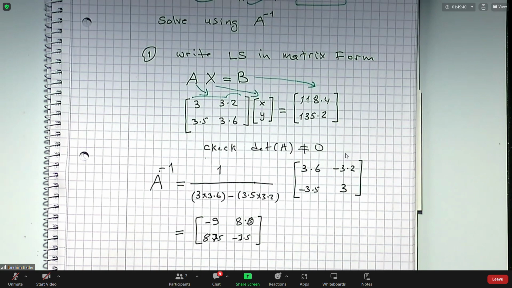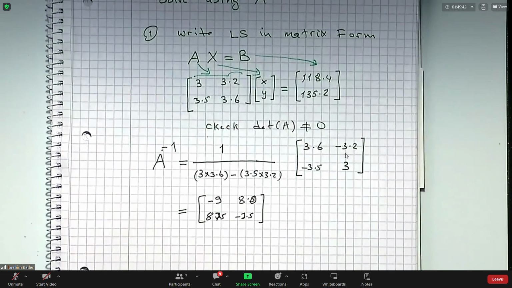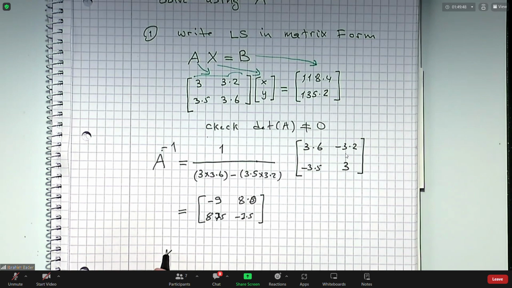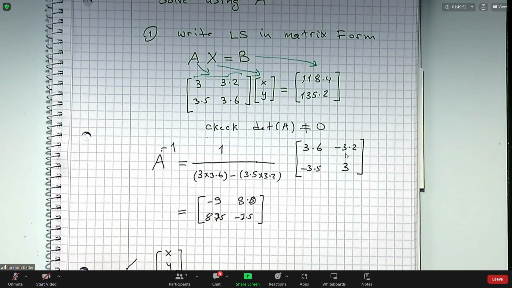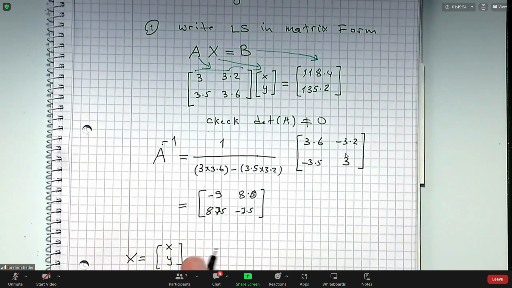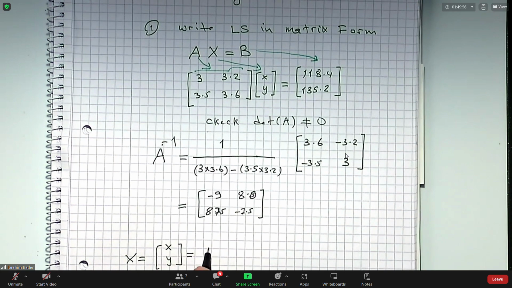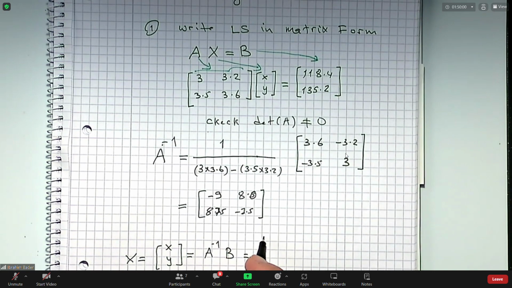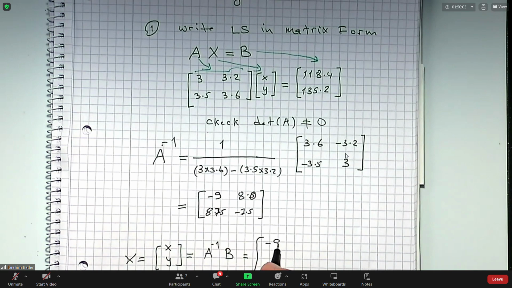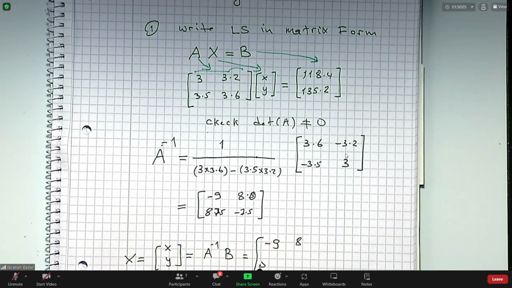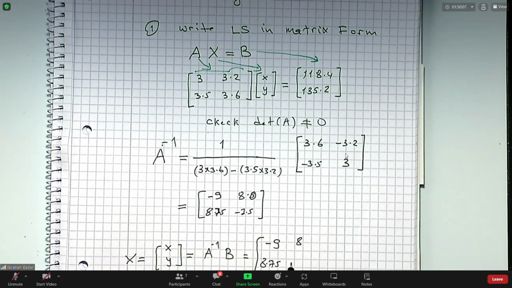You can check it. Now I know the inverse, so the solution, x y, is going to be, according to the rule, A inverse multiplied by B, but here I have A inverse, which is -9, 8, 8.75 and -7.5.